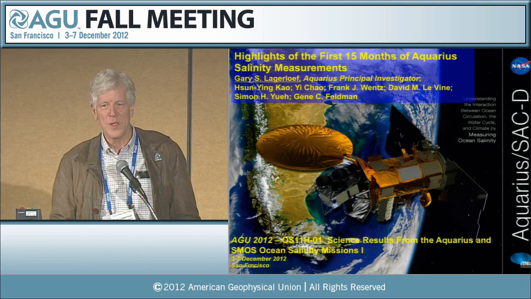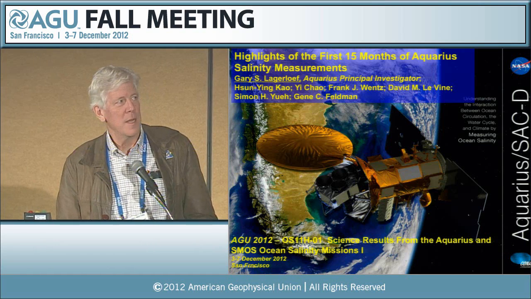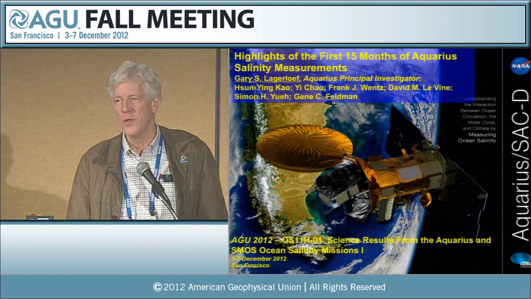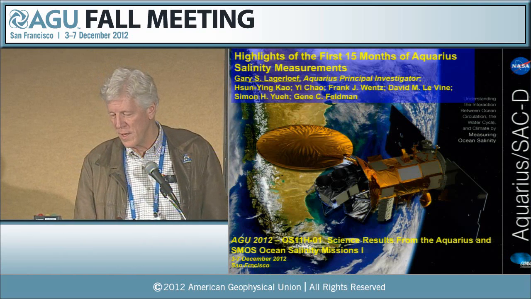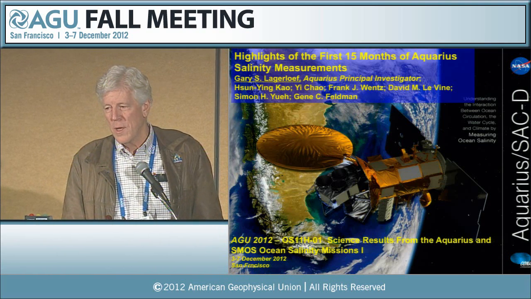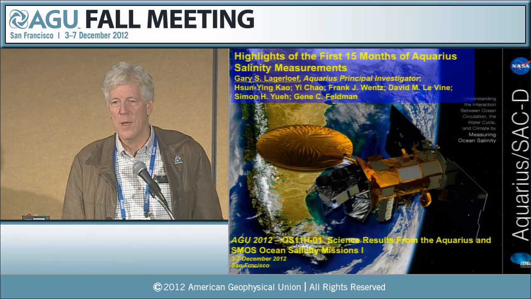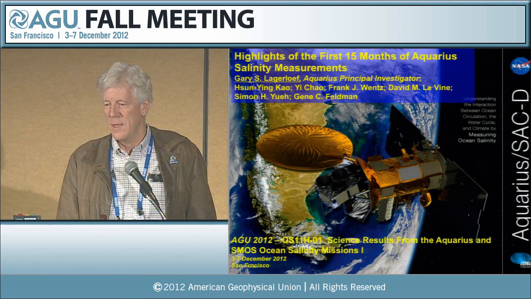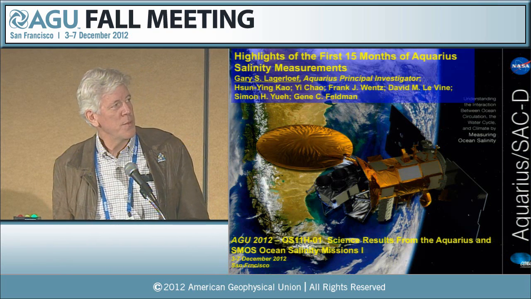My role is a principal investigator for the Aquarius mission, and the title of my talk is really about introducing you to some of the early results from the first 15 months of data we've collected from this mission. So I'm going to show you some early results, and then I'll spend a little bit of time talking about the calibration of the data, and then a few comments about what happens next. So this is a picture of our satellite.